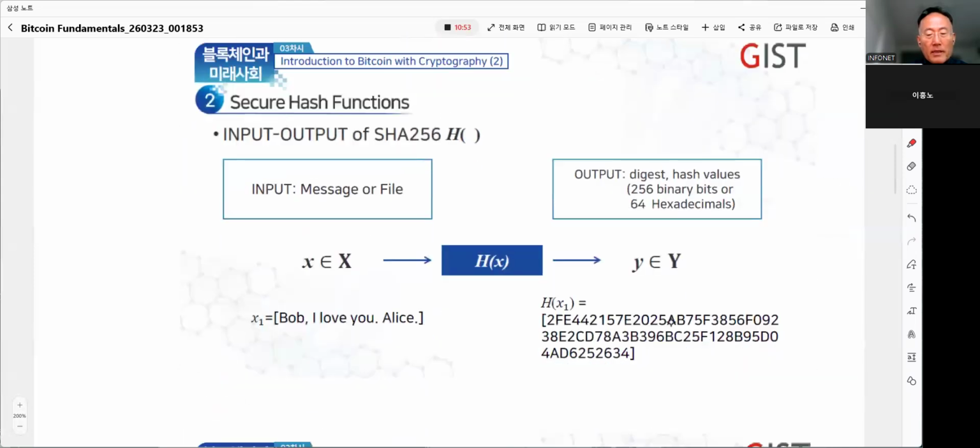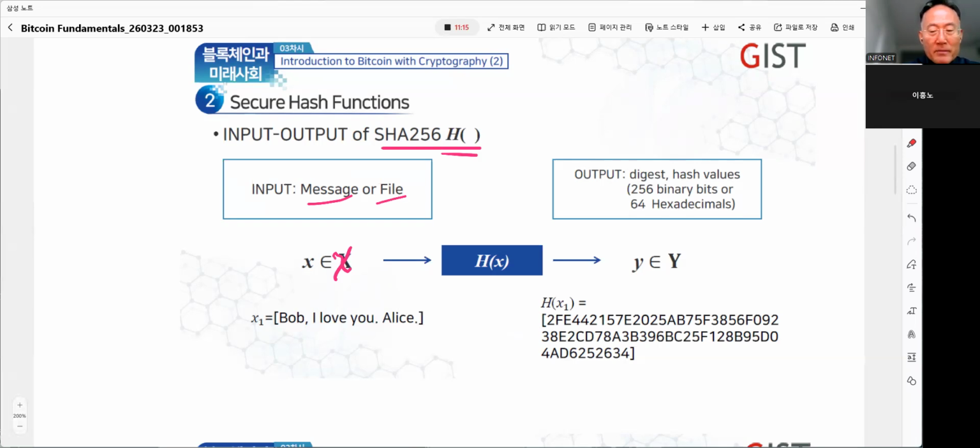All right, and here is the secure hash function again, SHA-256 hash function H. So X is the set of possible inputs. As you can see, it could be messages or files.